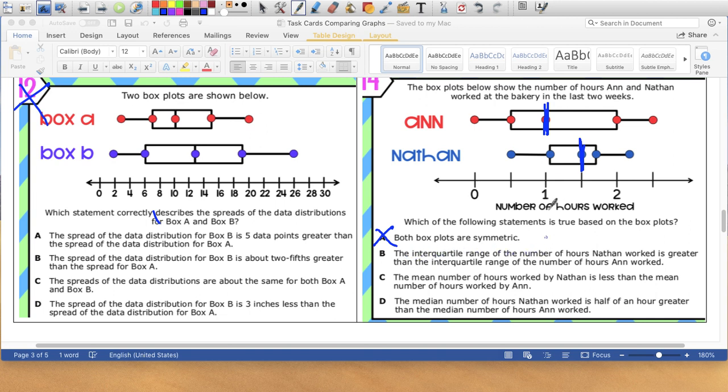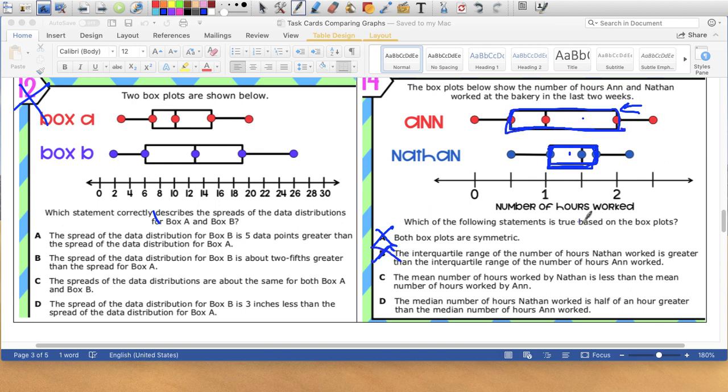The interquartile range of the number of hours Nathan worked is bigger than the interquartile range of the number of hours Anne works. And remember, the interquartile range is Q3 minus Q1. Do you think if I did Q3 minus Q1 over here, it's going to be bigger than this Q3 minus Q1? So which one is bigger, this one or this one? So this one is going to be the bigger IQR, right? So that's also true. Oh, so Nathan is not bigger. The IQR of Nathan is not bigger than the IQR of Anne.